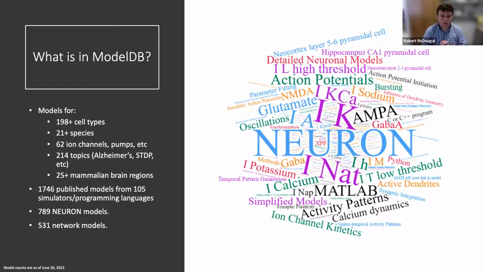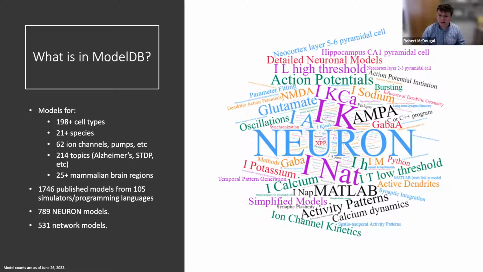What do we have? There are, as of the other day, 789 neuron models. That's out of a total collection of 1,746 models. These are all published. These are all models that have published source codes and published papers that are available. They are not just neuron models, obviously, because 789 is not equal to 1746. And in total, you'll find stuff there from 105 different simulators or programming languages.